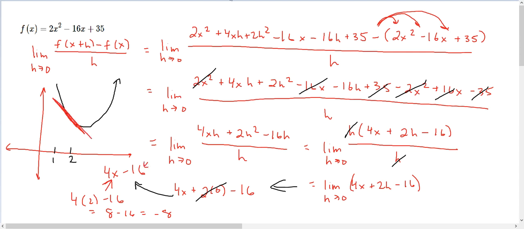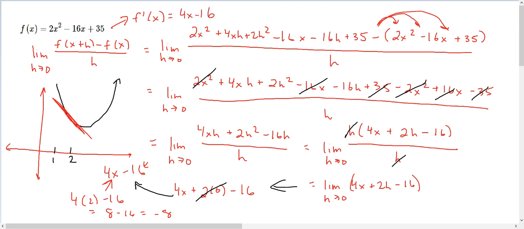So now that we understand what that means, we can write the formal answer. Whenever we're saying that the derivative of a function is equal to another function, we use prime notation. So we would say that f prime of x, which means the derivative of f with respect to x, is equal to 4x minus 16.